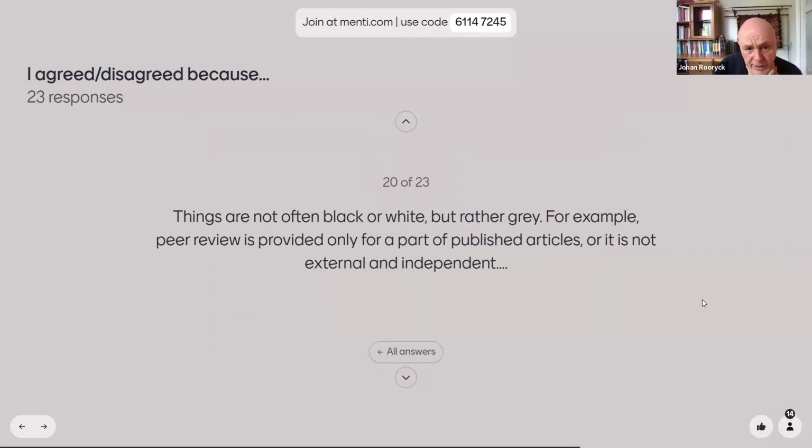If peer review is provided only for part of the published articles, well, then it's not a scholarly journal in that sense. I mean, I'm sorry, but if it's a hybrid journal in any way, it's probably not for us. If the review is not external and independent, that is something that we didn't say. We didn't say that peer review has to be external and independent. All we said is there has to be a process of scholarly selection of some sort.